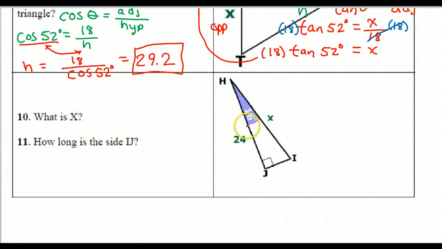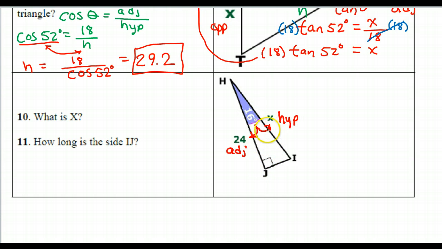What is x? Once again, we have to decide which function we're going to use. From the perspective of the 16, the 24, what is that? Is that opposite, adjacent, or hypotenuse? 24 is adjacent. See how close it is to the 16. This would be the opposite leg way over here. And of course, x is the what? It's the hypotenuse. See how it's across from the 90?